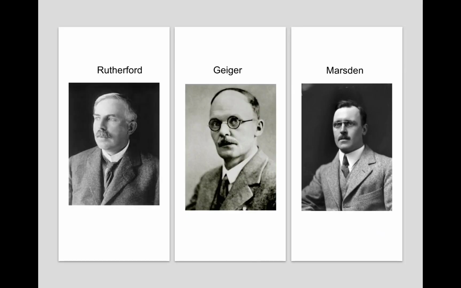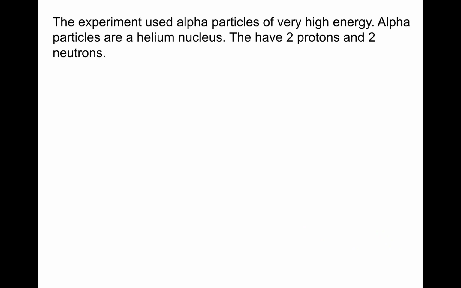Then these three guys showed up. So you've got Rutherford, Geiger and Marsden. They did an experiment, which I'll go into a little bit more detail in a moment, but the experiment used something called alpha particles. These particular alpha particles are very high energy. Alpha particles, if you don't know, are a helium nucleus, and a helium nucleus has 2 protons and 2 neutrons.